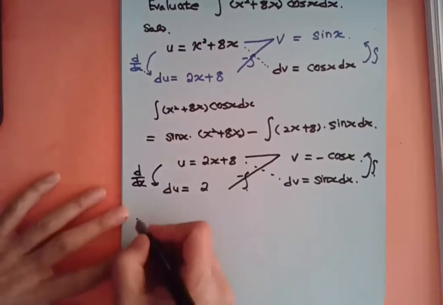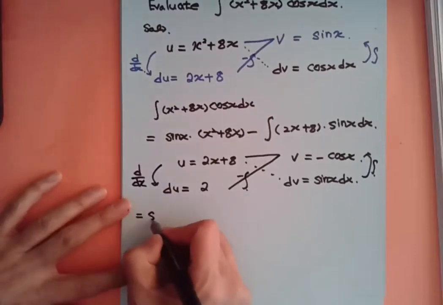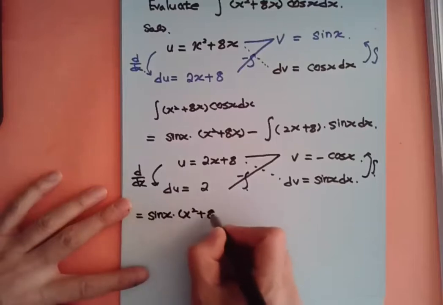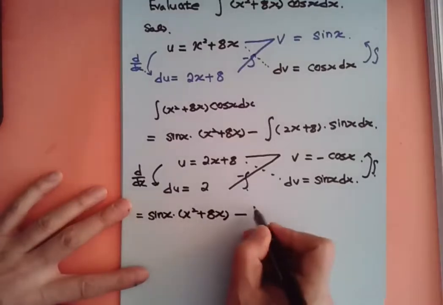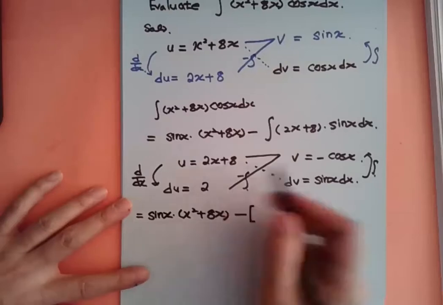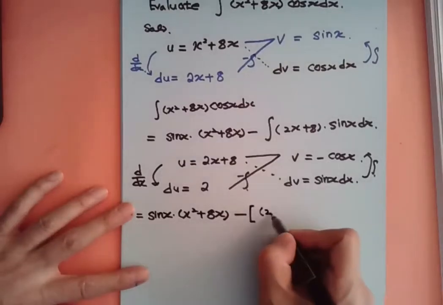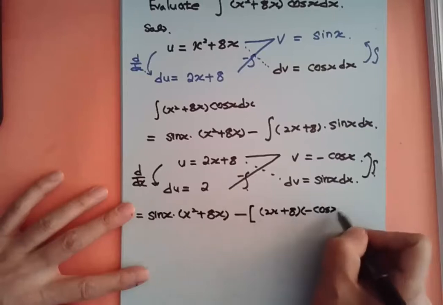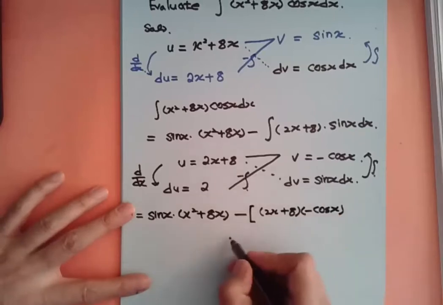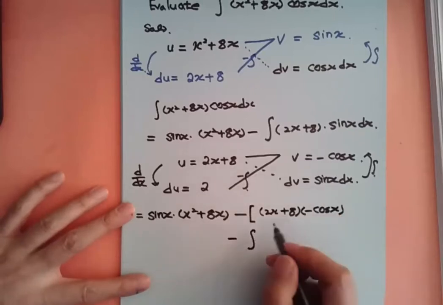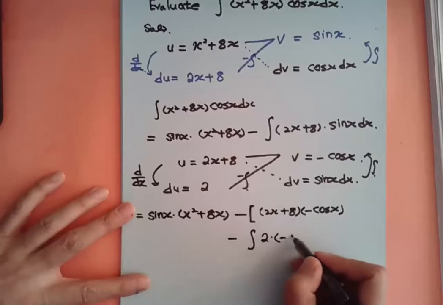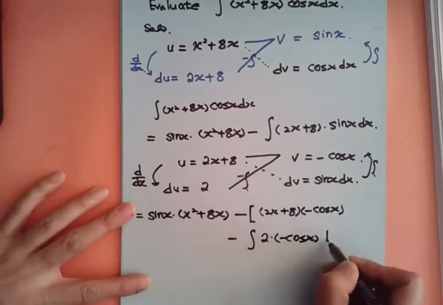So that means sine of x times x squared plus 8x minus this one times this one will make 2x plus 8 times minus cosine x, minus integration 2 times minus cosine x dx.